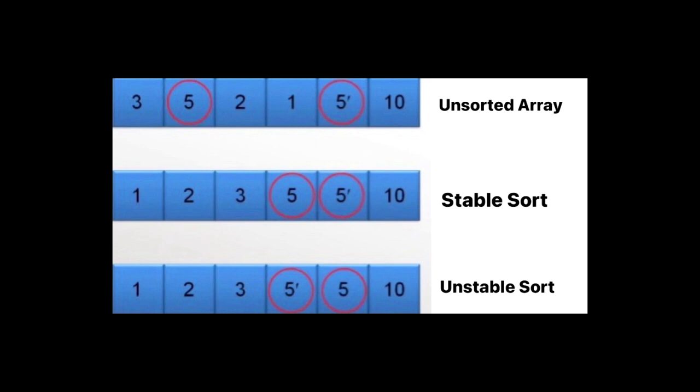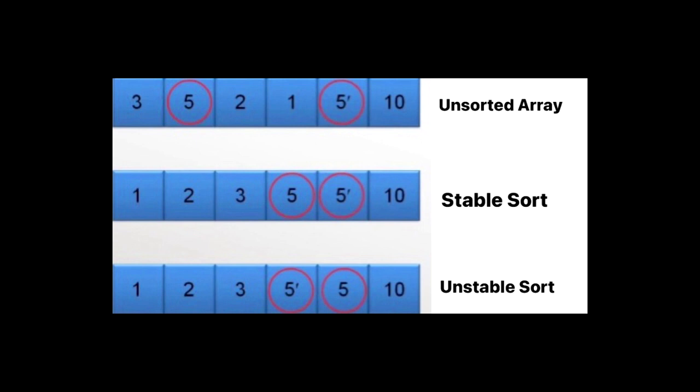So the first row is the unsorted array. And in the second row we can see a stable sort, where 5 and 5 prime are sorted by their original positions. But in the third row we can see 5 and 5 prime are not sorted by their original positions, so we can call it an unstable sort. So why is quicksort an unstable sort?